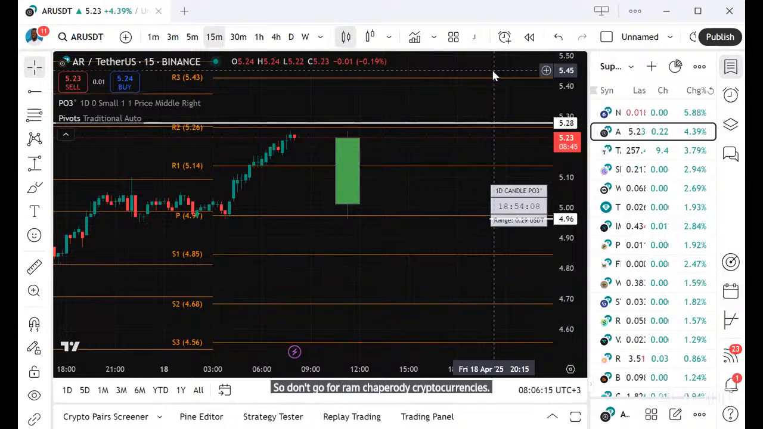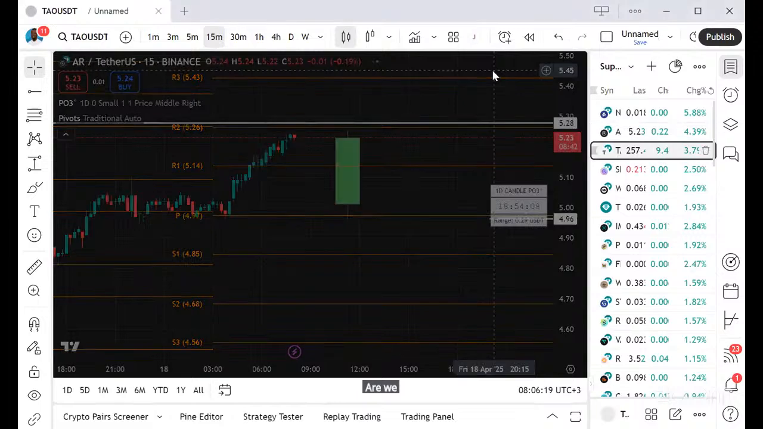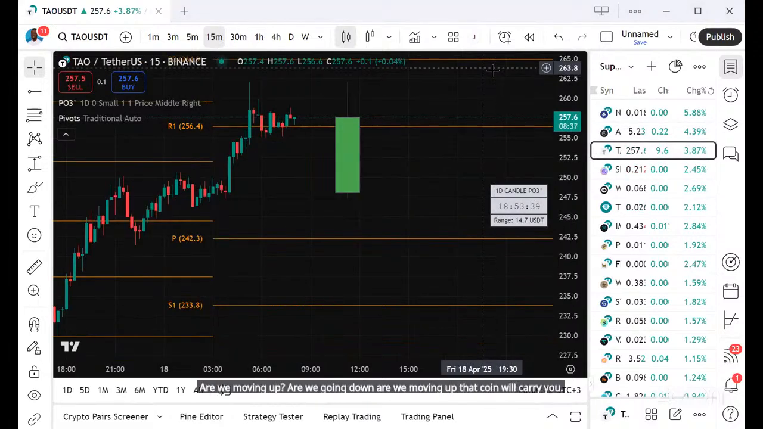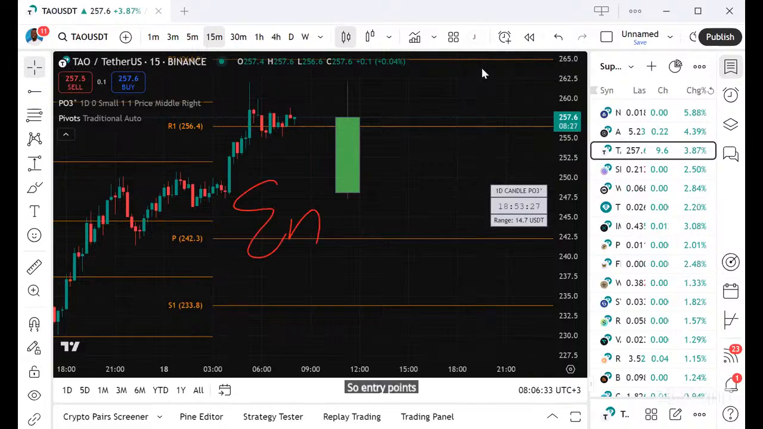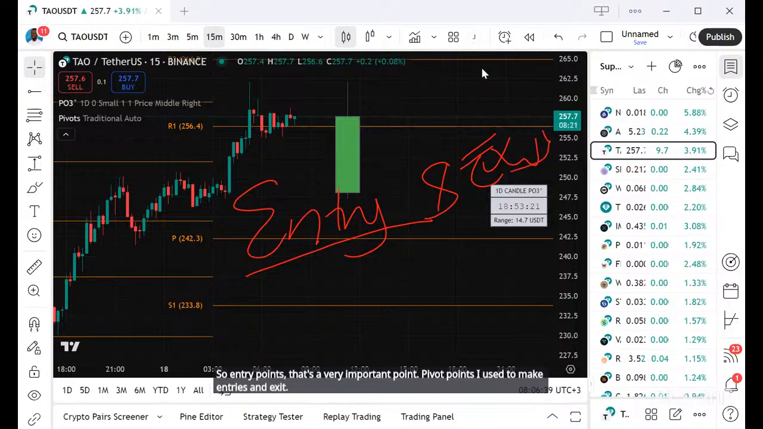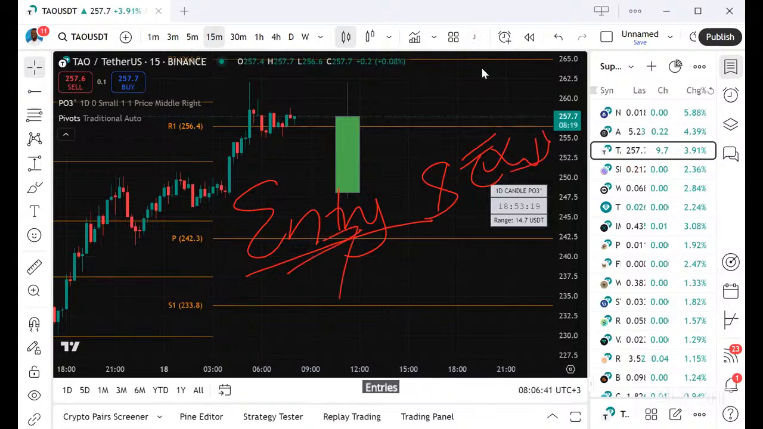There is a coin that is not deciding: are we moving up? Are we going down? That coin will kill you. Okay. So number two, entry points. That's a very important point. Pivot points are used to make entries and exits. Entries, you are entering. Exits, you are getting out.